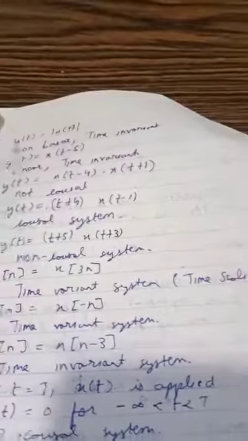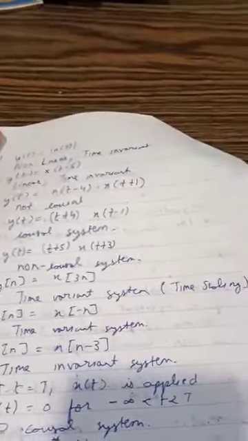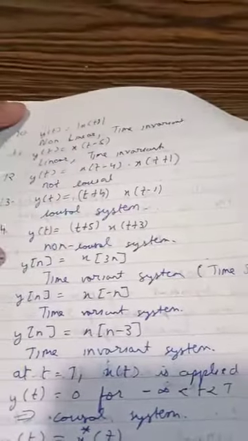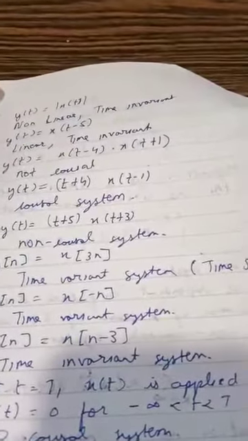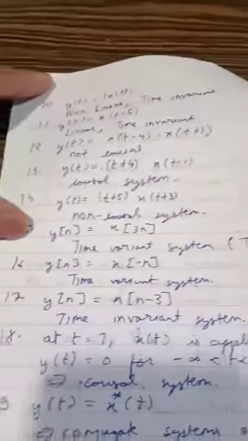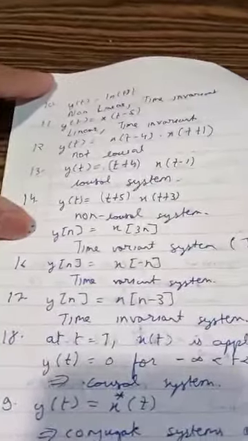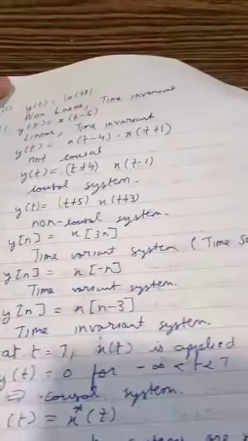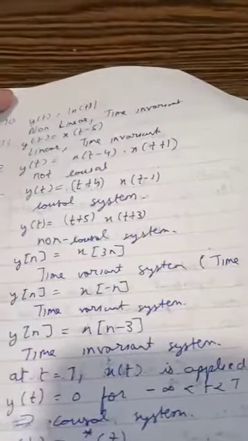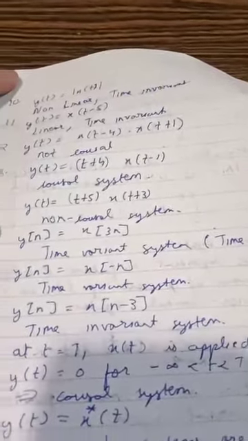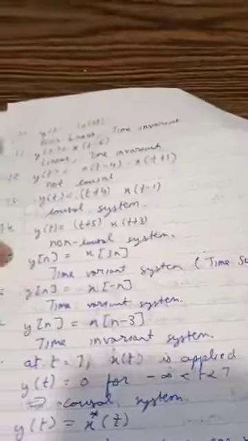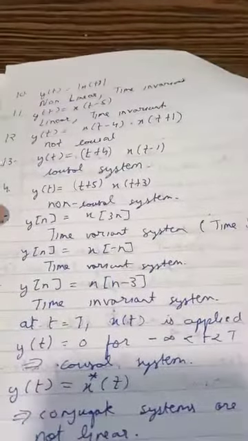y(n) = x(3n). This is a time variant system because time scaling makes the system time variant. y(n) = x(minus n). Again it is a time variant system. y(n) = x(n minus 3). It is a time invariant system. The next question is a statement: an input x(t) is applied at t equal to t, and y(t) equals 0 for minus infinity to t less than t. This is a causal system because when x is not applied, y(t) is also equal to 0.